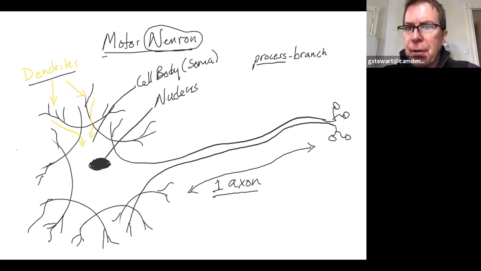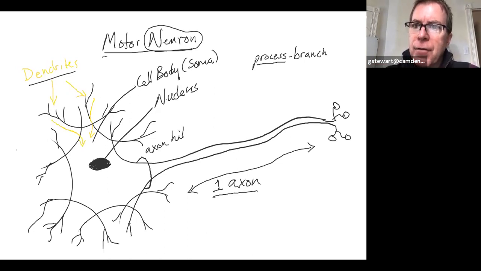Now, this part of the axon that emanates from the cell body, that's thick right here, is called the axon hillock. And it's where the axon first emanates from the cell body. Why is that a big deal? Well, functionally, the axon hillock is also what we call the trigger area. That's where an action potential, an electrical signal, is first generated.